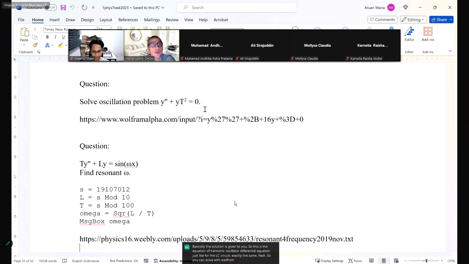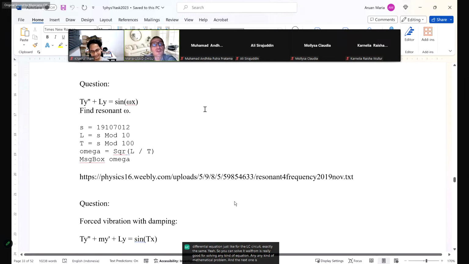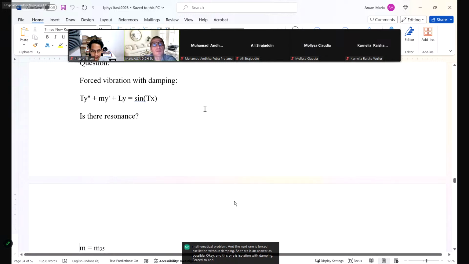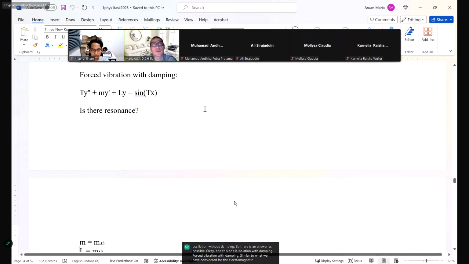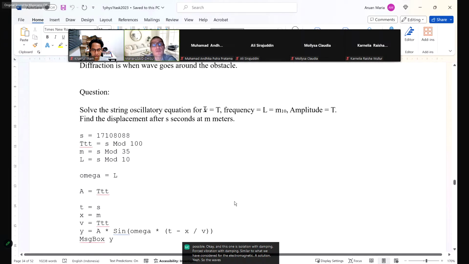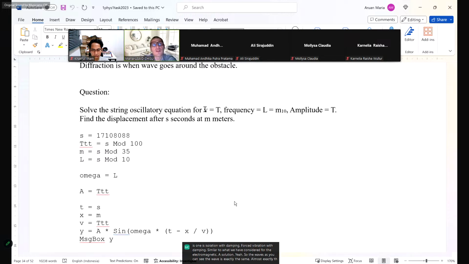Wolfram is really good for solving any kind of equation, any kind of mathematical problem. And the next one is forced oscillation without damping, so resonance is possible. And this one is oscillation with damping, forced vibration with damping, similar to what we have considered for the electromagnetic oscillation. So the waves, as you can see, the wave is almost exactly the same for a string, a guitar string.